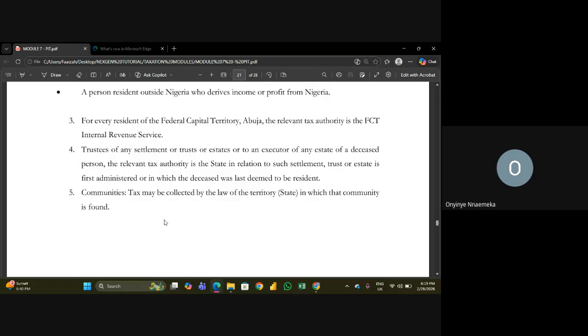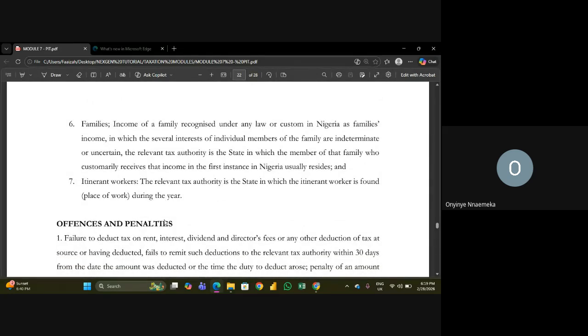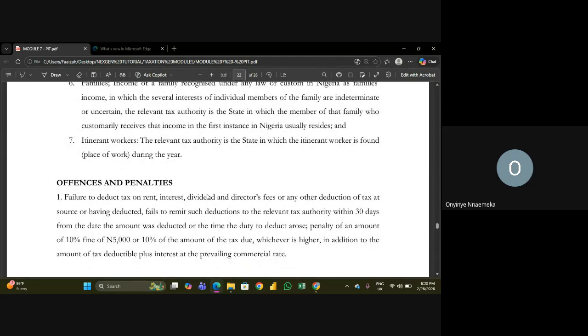Community, tax will be collected by what? The territory in which the community is found. For income of a family recognized in Nigeria, the relevant tax authority is the tax authority in which the member of the family that received the income resides. Like the person that used to collect the money on behalf of the family, where the person resides, the tax authority in that place will be the one to collect the tax on the money. For a worker, we've talked about it before. Wherever you find the person, you tax the person, depending on the number of days.